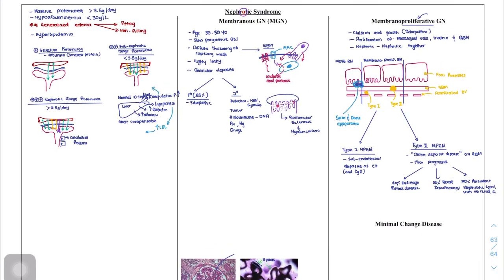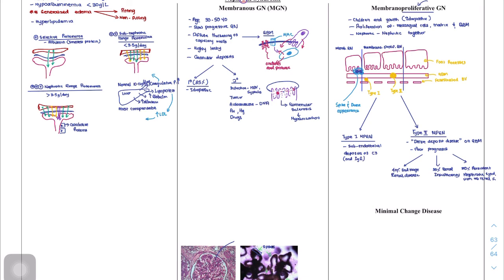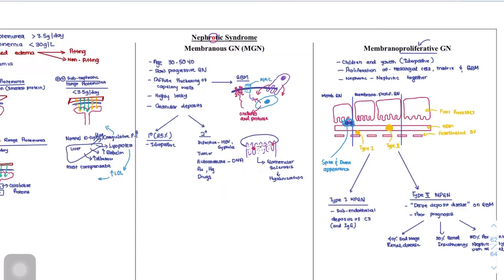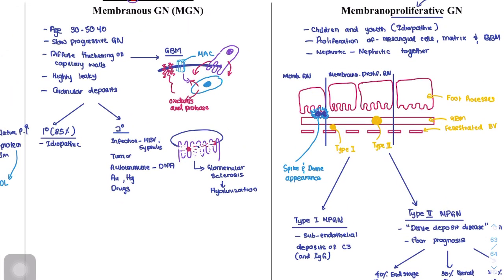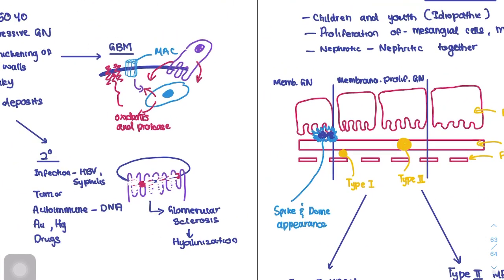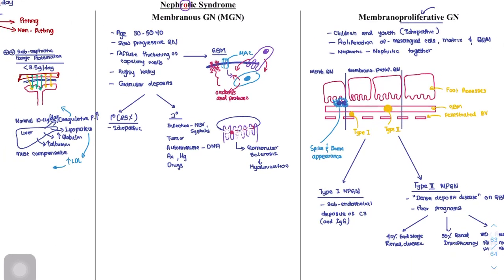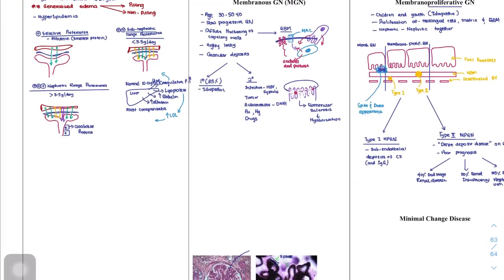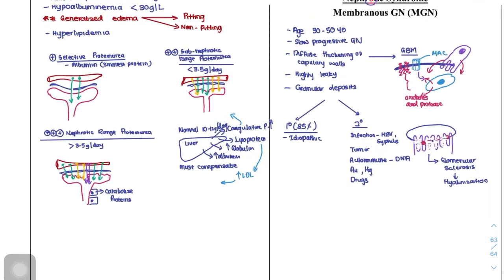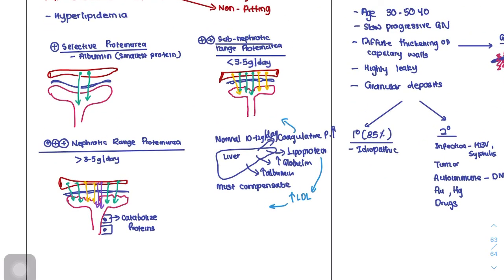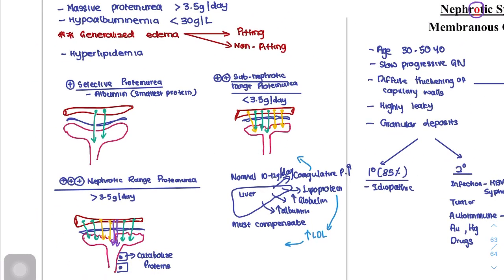Okay, now I will go through this one more time. What happens in either membranous or proliferative glomerulonephritis? There's going to be damage to the basement membrane or to the filtration process. That is what is going to be shown here in these images. That will lead to a condition called nephrotic syndrome, which will have different stages.